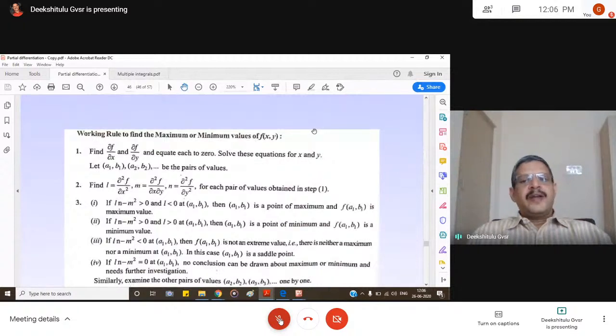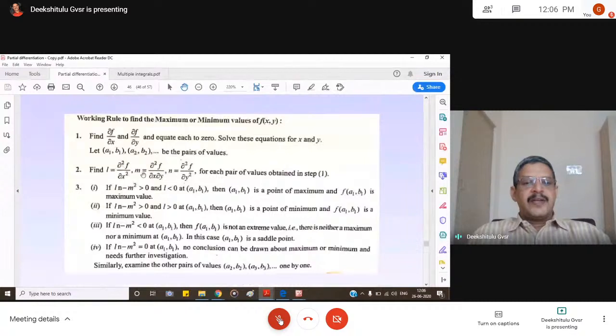Working rule to find the maximum or minimum values of f of x,y. Find ∂f/∂x and ∂f/∂y, equate them to 0, and solve the equations for x and y. Let the points be (a1,b1), (a2,b2), and so on, such that ∂f/∂x is equal to 0 and ∂f/∂y is equal to 0. Then find L, that is ∂²f/∂x², M, ∂²f/∂x∂y, and N, which is ∂²f/∂y². And substitute these points in these.